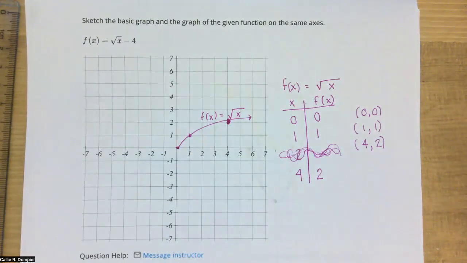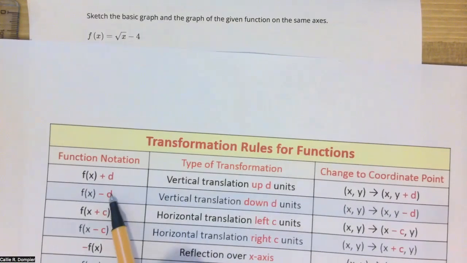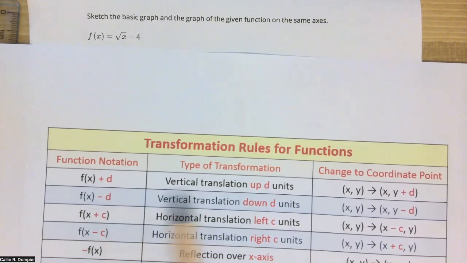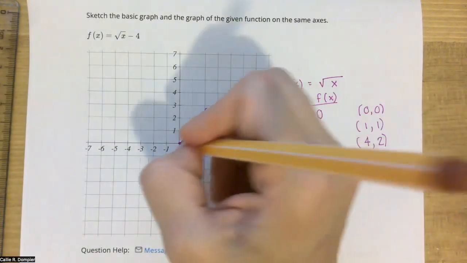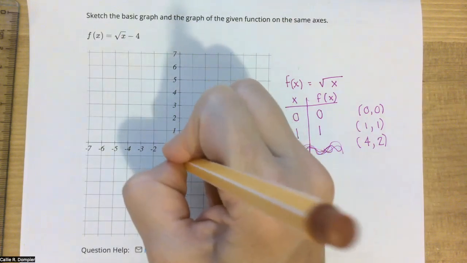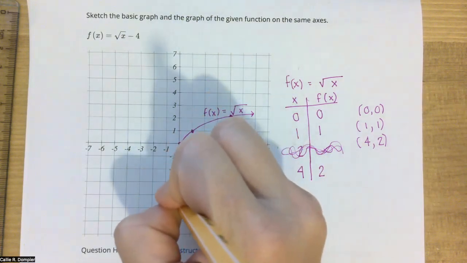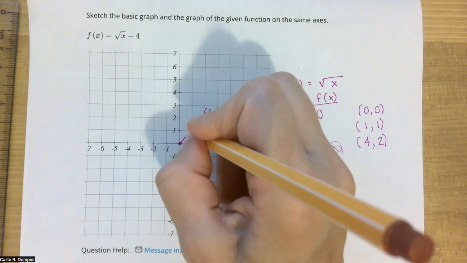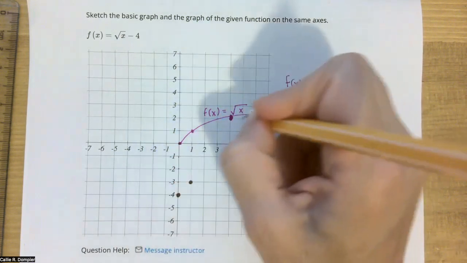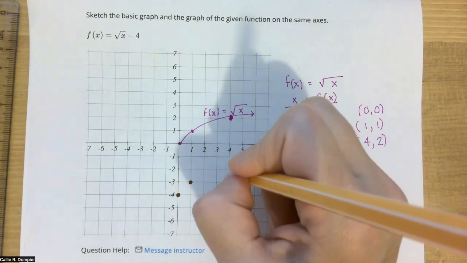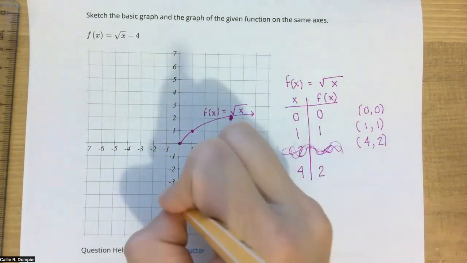And then for our next one, what's the transformation rule for functions? If we are subtracting d from it, we translate it vertically down that many units. So again, start at 0, 0, go down to 0, negative 4. Starting at 1, 1, go down to 1, negative 3. Starting at 4, 2, go down to 4, negative 2.